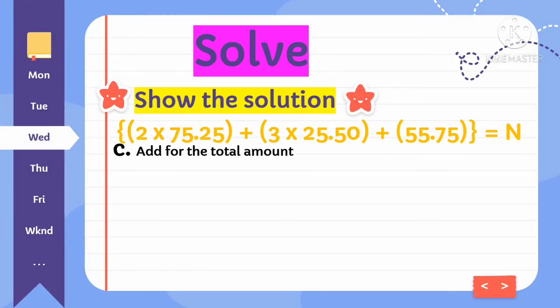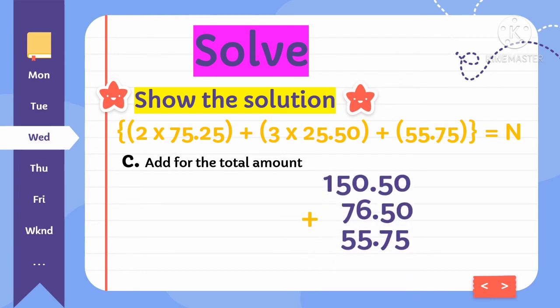So, let's now add for the total amount. So, meron tayong nakuhang 150 and 50 hundredths, 76 and 50 hundredths, and 55 and 75 hundredths. So, let's add. Tandaan yung pag-add ng decimal number, kailangang magkakapantay-pantay or magkakahanay ang kanilang mga decimal places sa tulong ng ating guide na decimal point. So, dapat pantay-pantay ang ating decimal places. Ang ating guide dyan is yung decimal point.